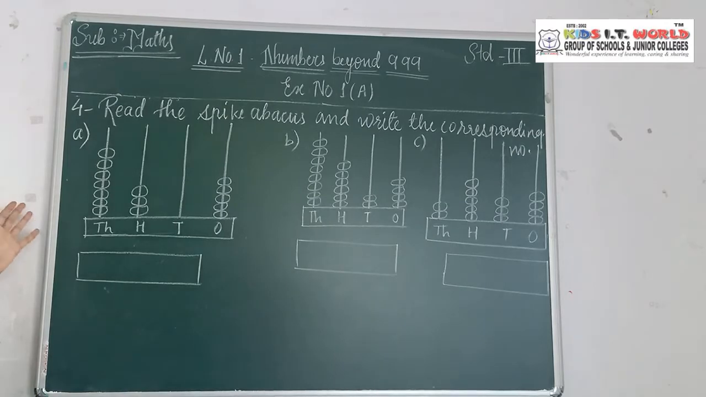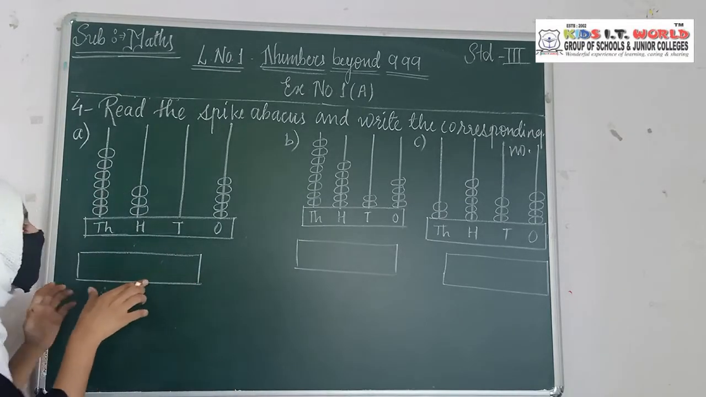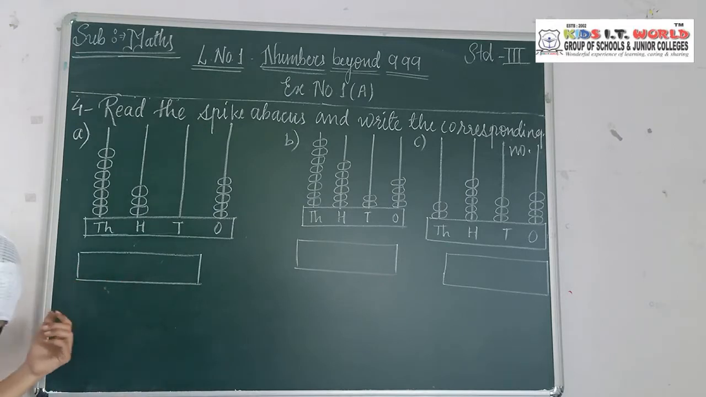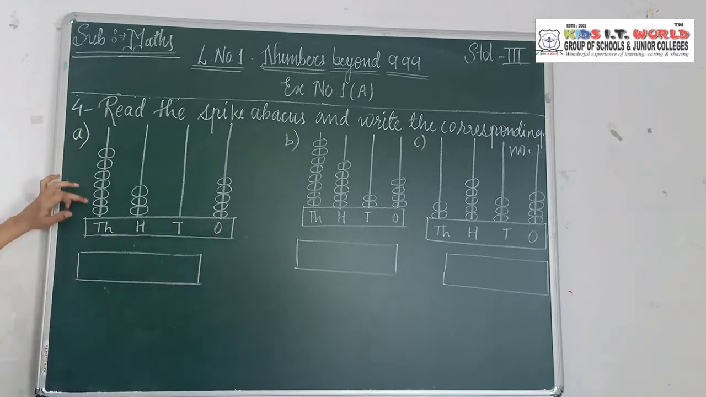Here the next question is, read the spike abacus and write the corresponding number. In the workbook on page number 9 they have given you the abacus with the complete drawing, and you have to count these numbers and write it in the blank box. As I told you, what is a spike abacus, how to draw the number on the abacus and how to read the number from the abacus.